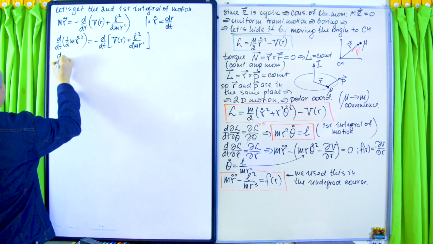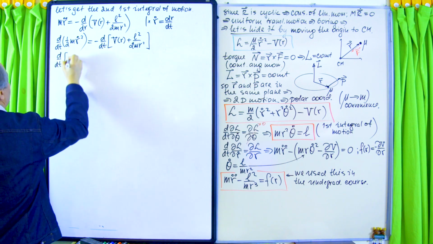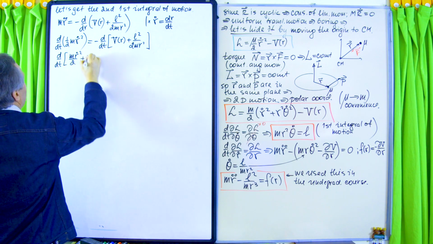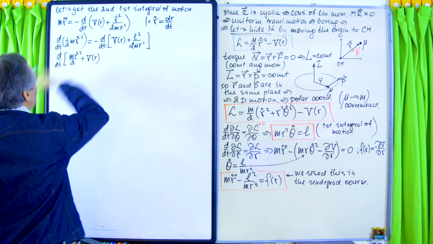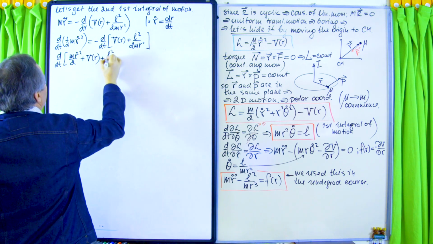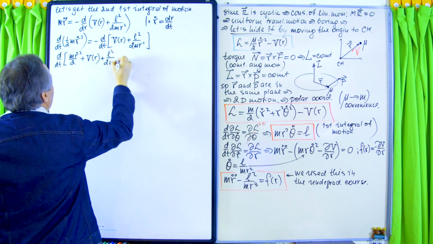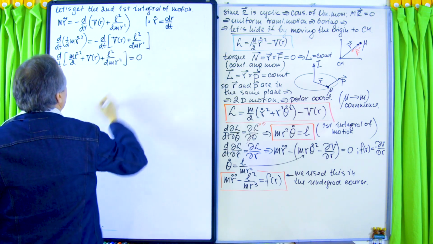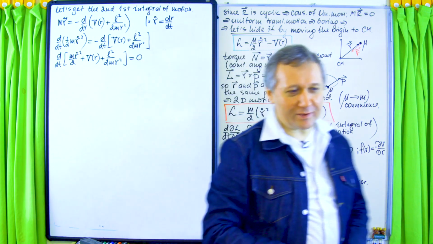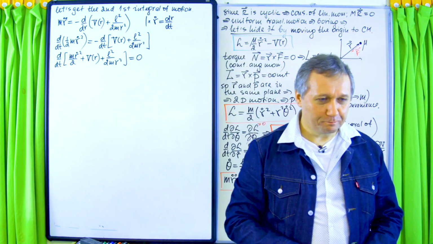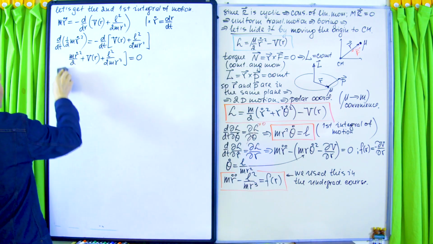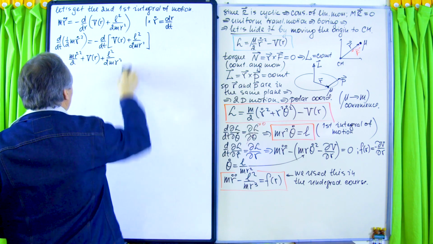So we can write d over dt of mr dot squared over 2 plus V as a function of r, just moving everything to the left-hand side, plus L squared over 2m r squared equals 0. I probably should have skipped this line and written down immediately that it's constant. You know what? I will do it. You can rewrite it. I will save some space on the whiteboard.